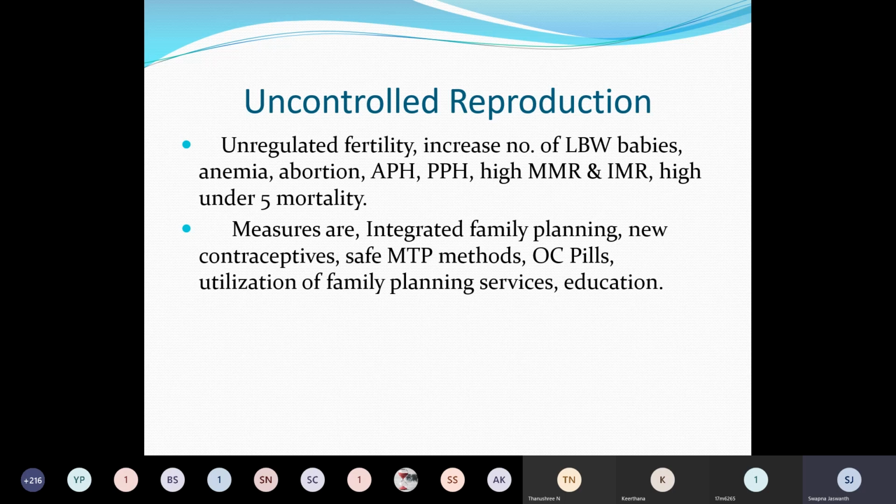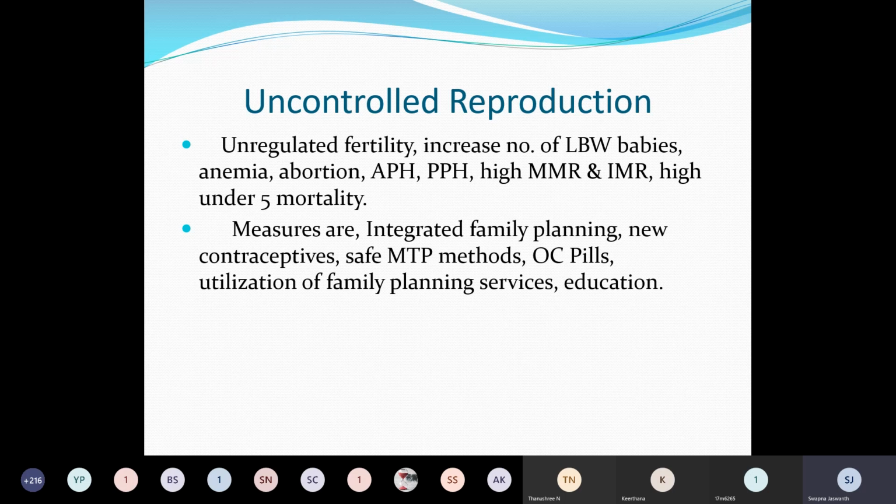So we are done with malnutrition as a problem, and infection as a problem in the mother as well as the child. Now we are talking about uncontrolled reproduction. Why is uncontrolled reproduction a problem under maternal and child health? Unregulated fertility is one of the important conditions which has increased the prevalence of low birth weight, the chance of anemia in the children, and a high chance of abortion, and this is unplanned.